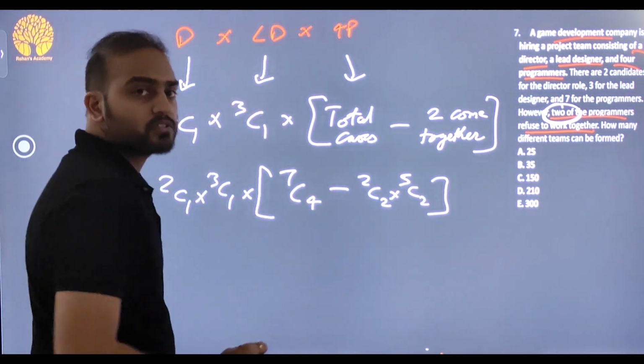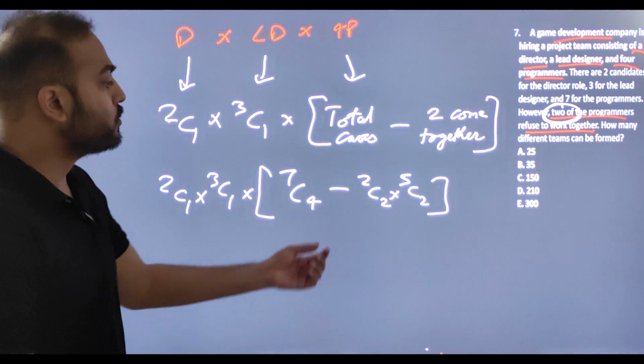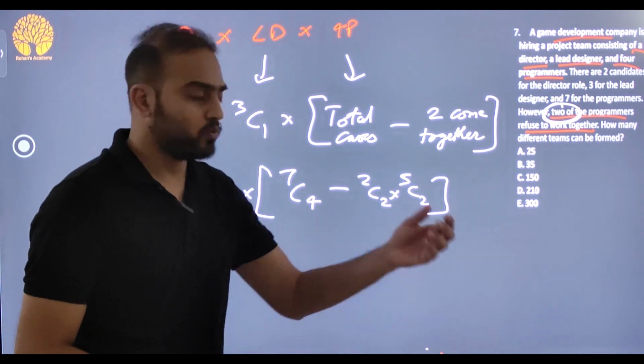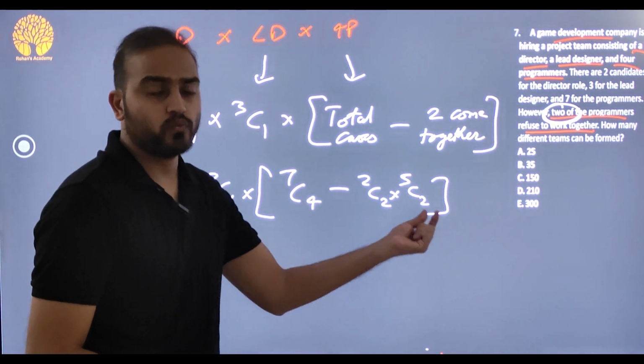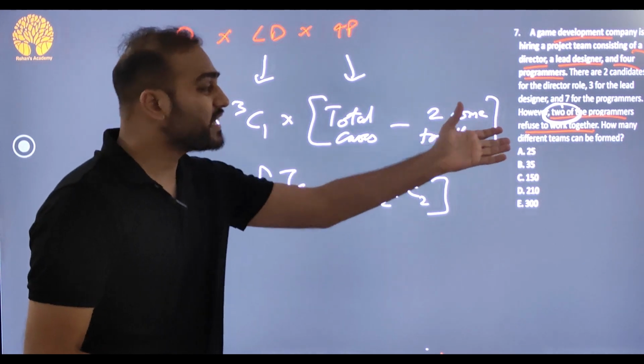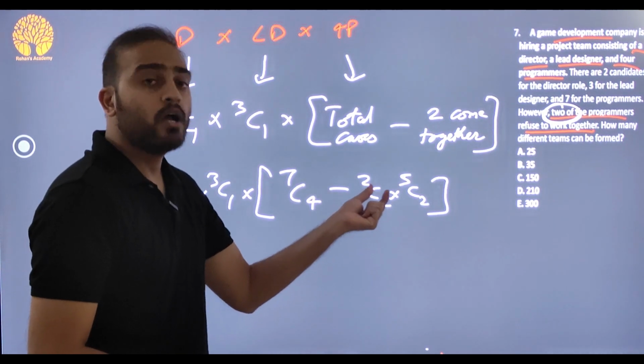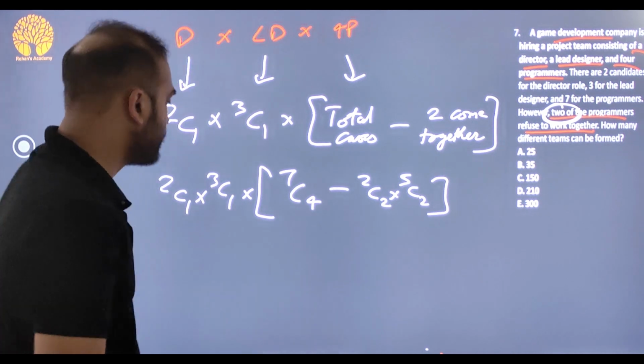Now the 4 members of the team are selected, right? Don't just write 2c2 and end. Remember, 2c2 into 5c2. Why this into 5c2? Because the team is not complete. These 2 have come, but the team isn't complete, right?